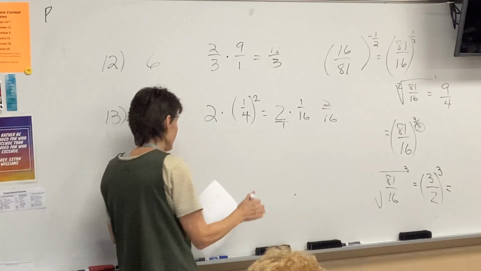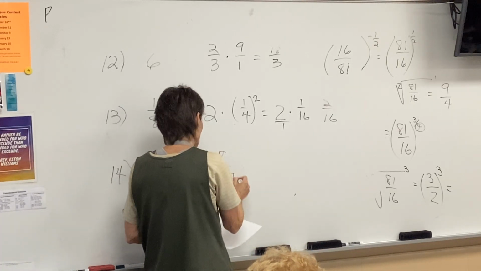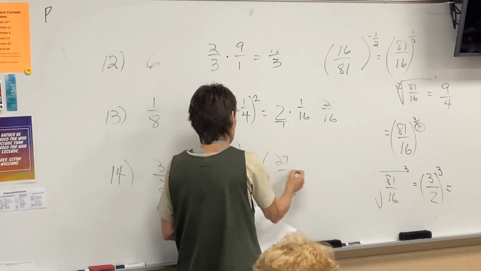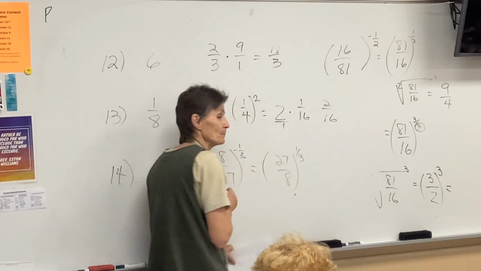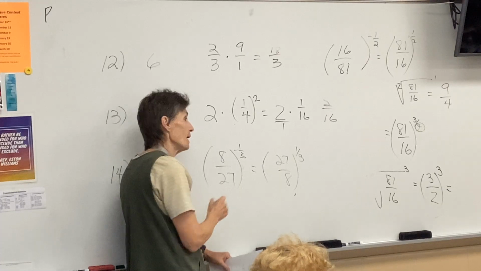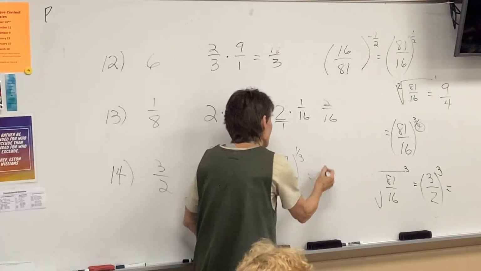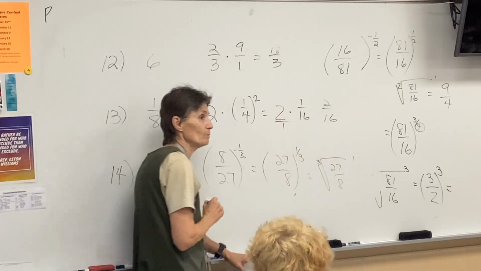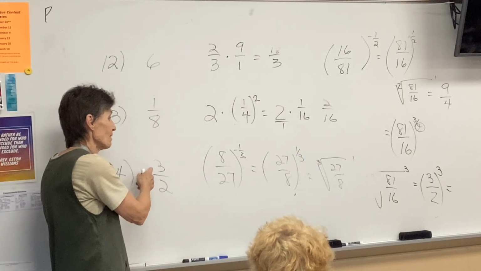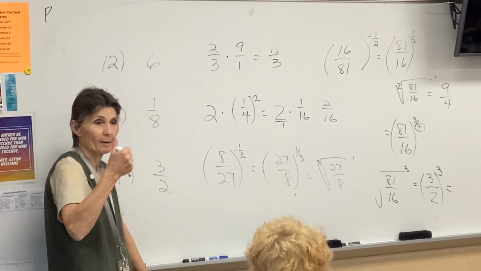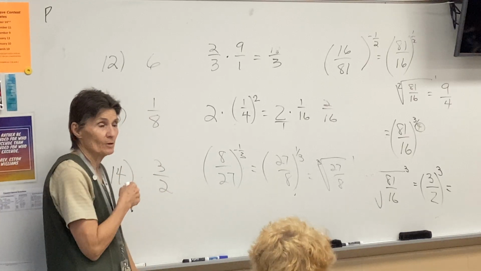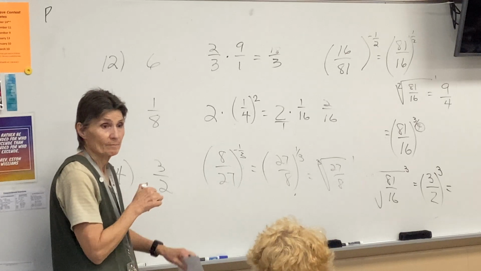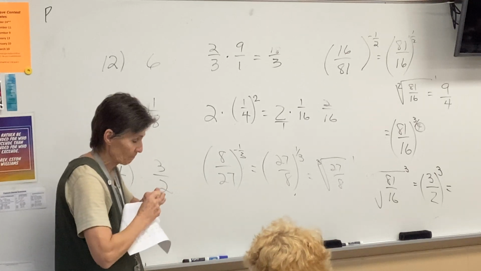And the last one, we have to flip it, because when the exponents are negative, we flip them. And then since it's a fraction, we'll make a radical out of it into a cube root. Cube root of 27 is 3, cube root of 8 is 2. You got a perfect paper on those 3. Good work. Tomorrow, quiz. All right, put that away.